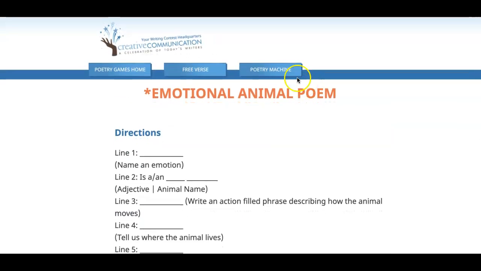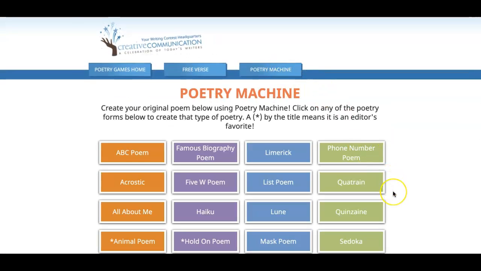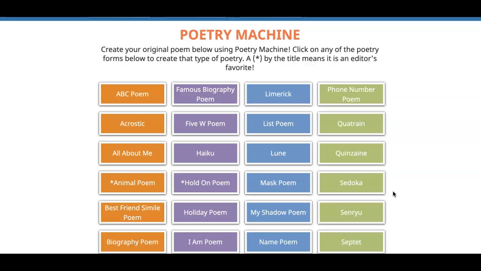So in this poetry machine, you'll find several different types of formula poems where students can actually go in, get directions, and learn to create poetry. I think this will break the ice. It'll take away some of that stigma of poetry as being difficult or boring.